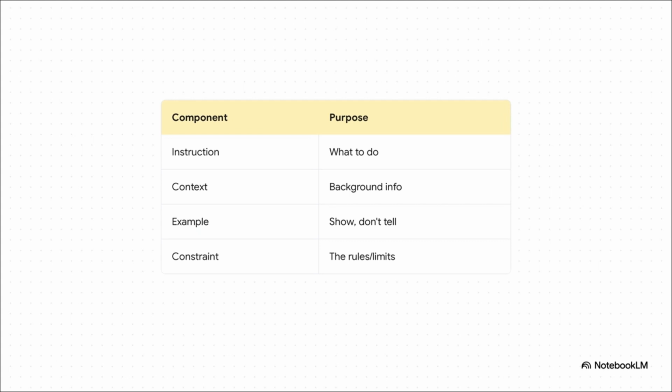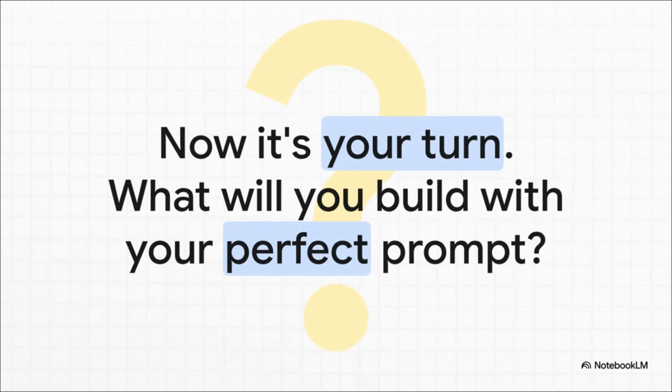And here is a quick recap. It's really simple. Give a clear instruction, provide some context, show it an example of what you want, and set some constraints. And that's the entire framework. Now it's your turn. You have the secret recipe for turning a frustrating gadget into a powerful partner. And the next time you get a bad answer from AI, don't just blame the AI. Take a look at the prompt.